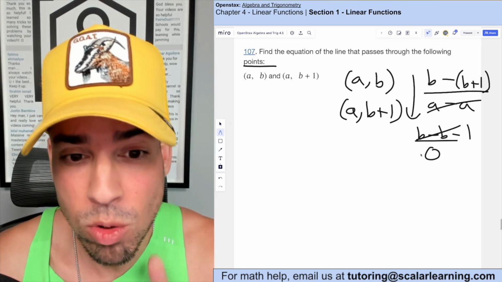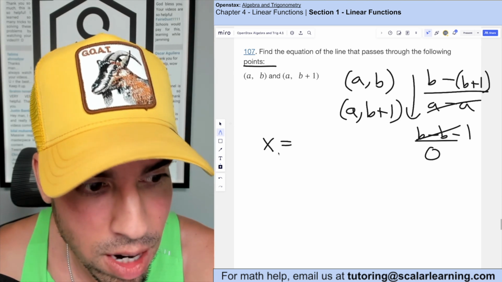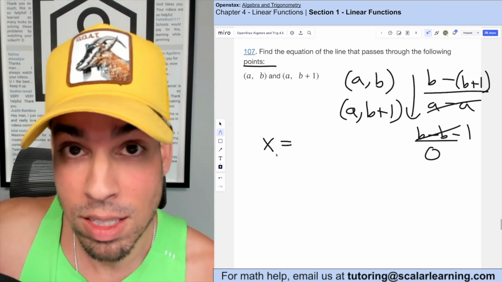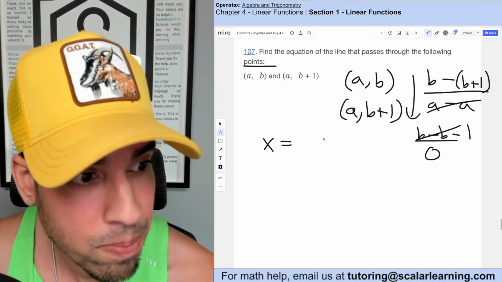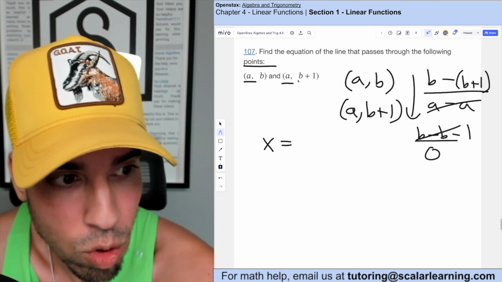What does that mean when we have an undefined slope? That is a vertical line, meaning the equation for the line is simply x equals a constant. So it's whatever constant in terms of the x value that this line is continuously going through. Well, guess what? I only know one possible x value. That's a. In both of these coordinates, it's a.